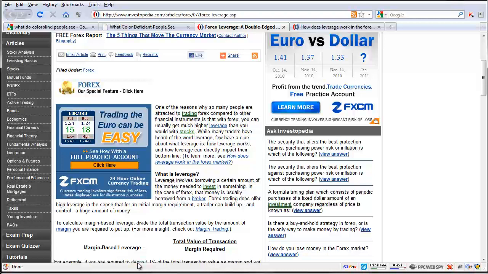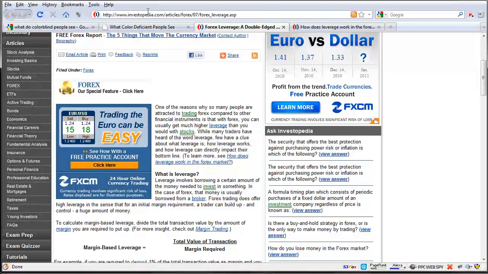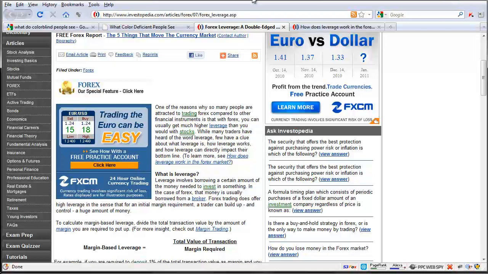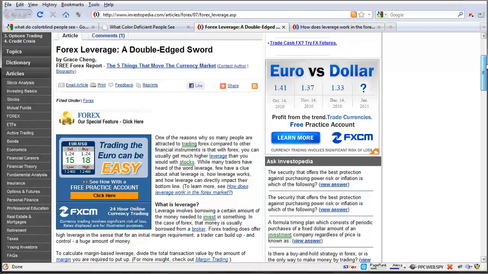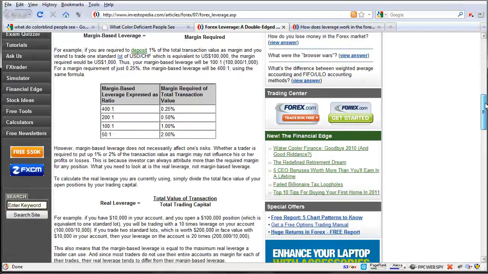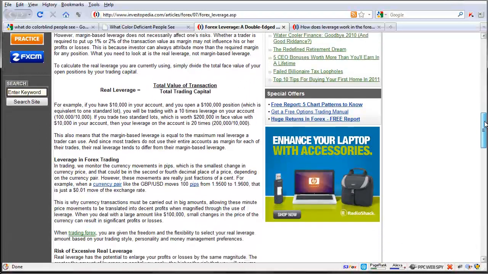Alright, so let's give you another example. Let's go to this website here, and it's called investopedia.com/articles/forex/07/forex_leverage.asp. And that's right there. What I've basically done is I've typed in what is Forex leverage. Now if you go through this article here, it will give you a little bit more insight into what it's about.